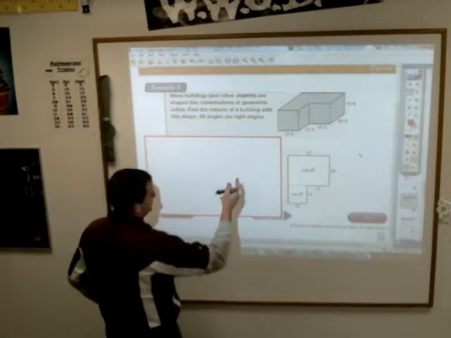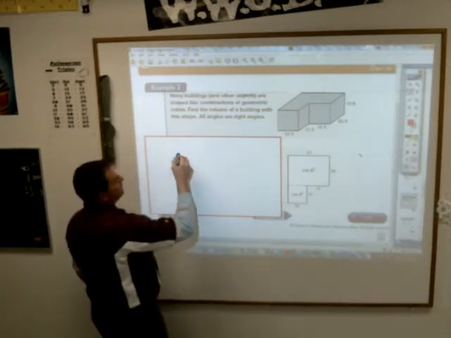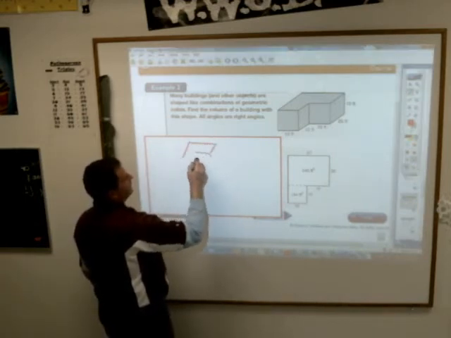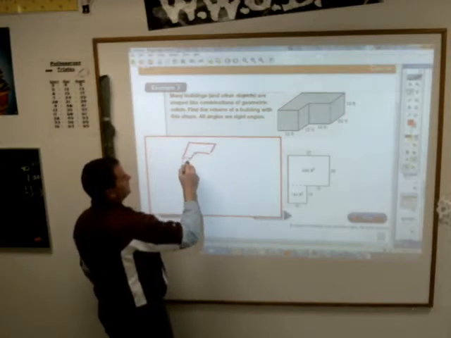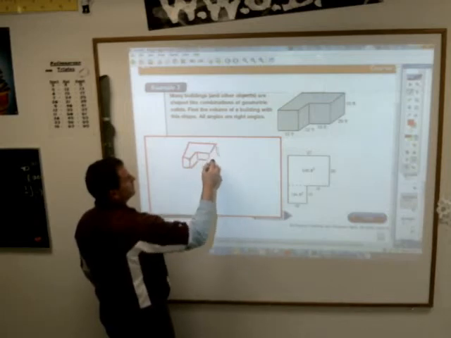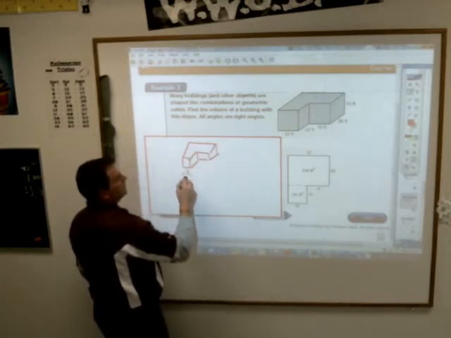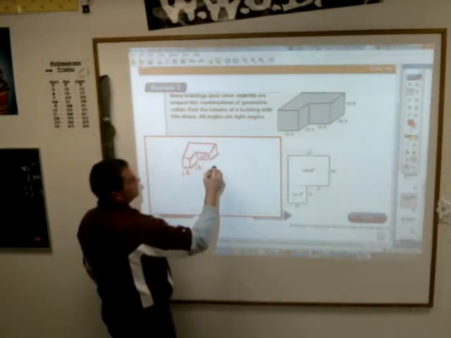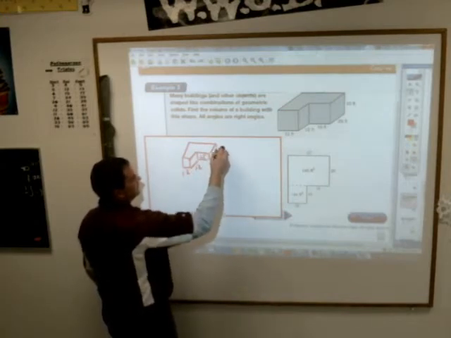Do your best to try to duplicate that problem right there. You know, it's not really that hard. I'll draw it out here. It doesn't have to be perfect. If you can just get something that looks pretty good like this. 12, 12, 15, 20, 10.